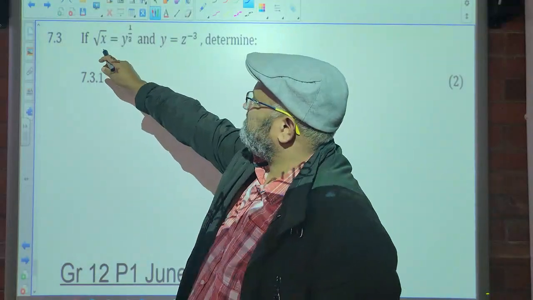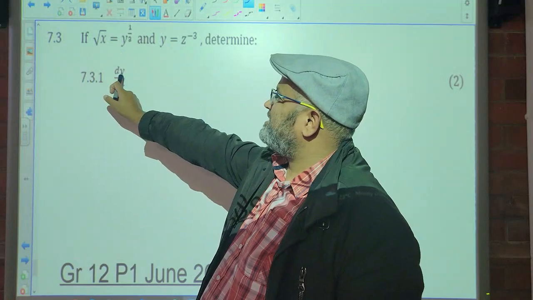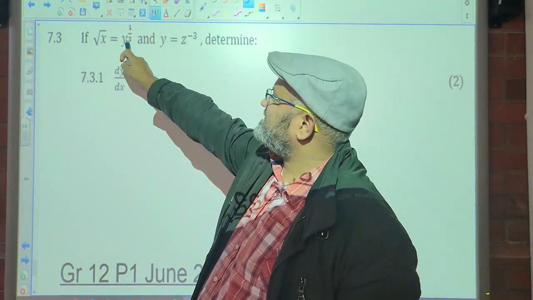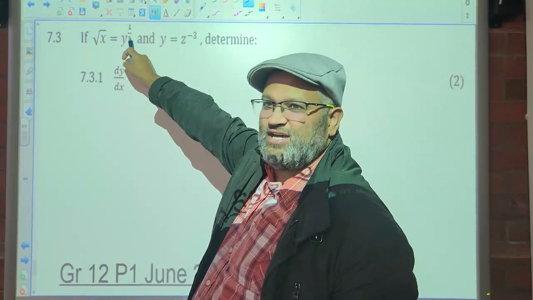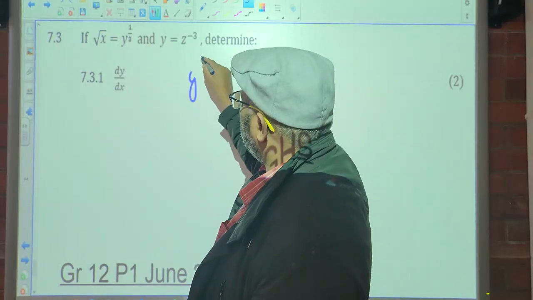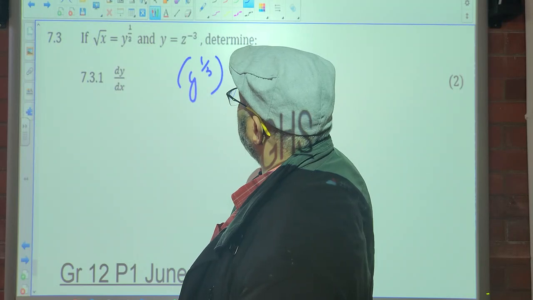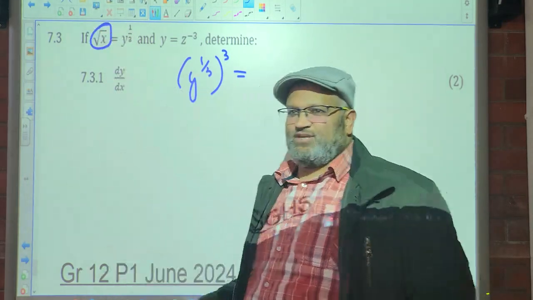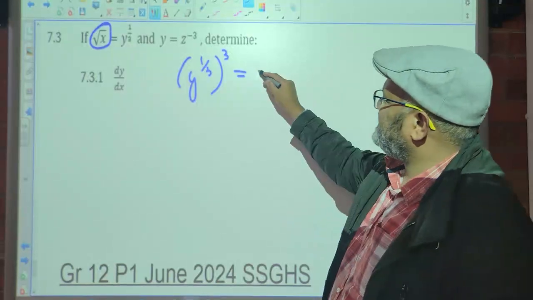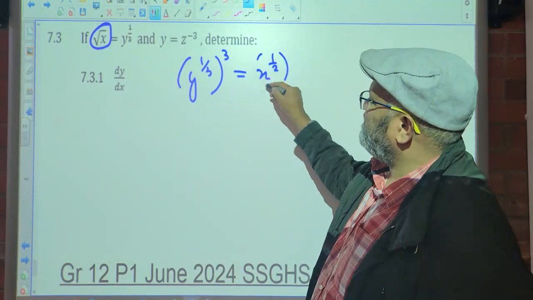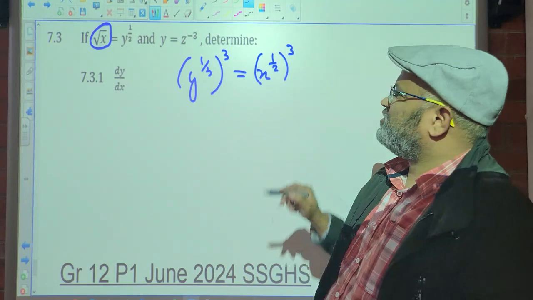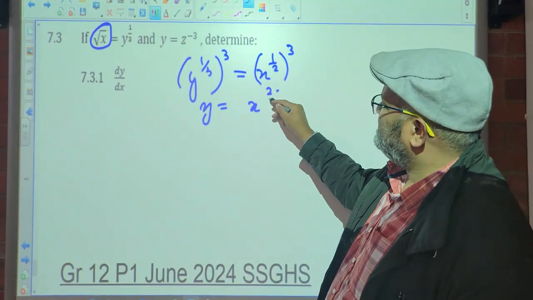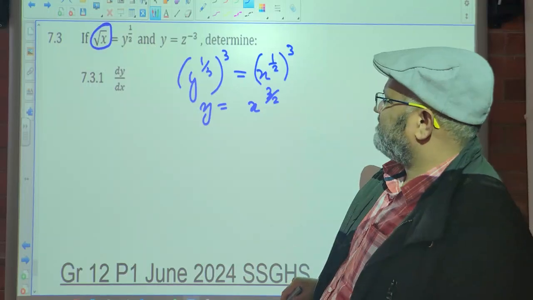So what I do is I say, okay, the y must be the subject of the formula. So how do I get y on its own? Get rid of the third. How do I get rid of the third? Raise it to the power 3. The square root of x can be written as x to the 1/2. If I apply the cube there, I must apply the cube there as well. So we got y is equal to x to the 3 over 2.